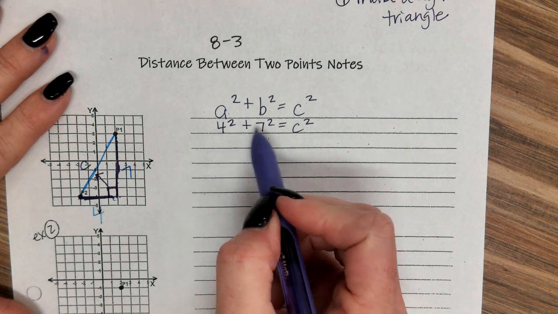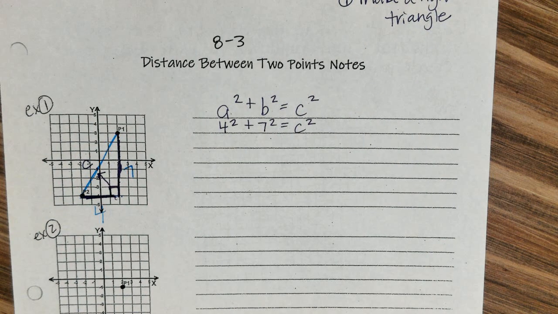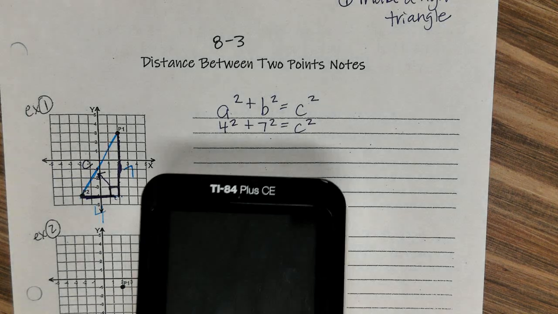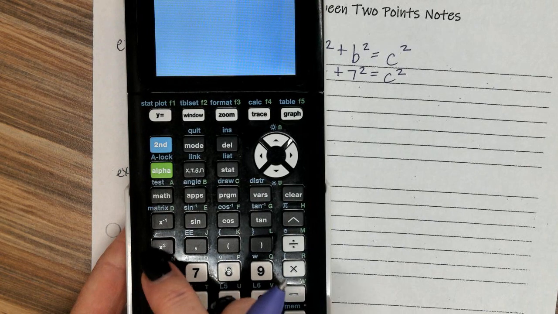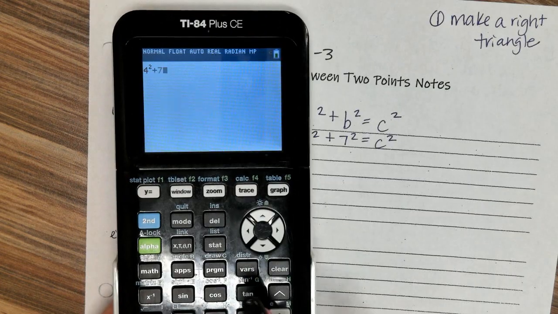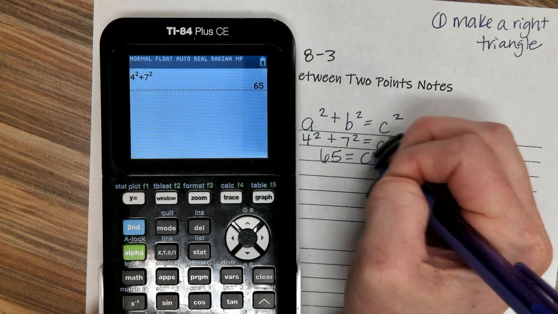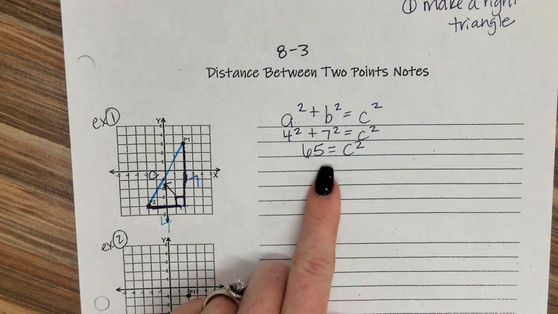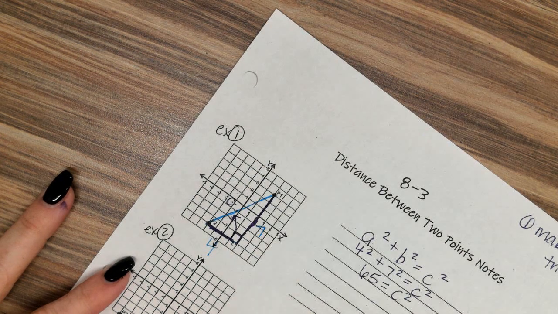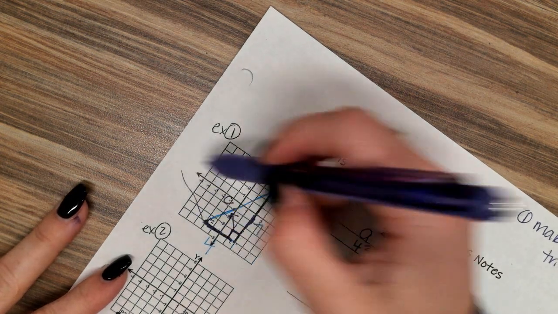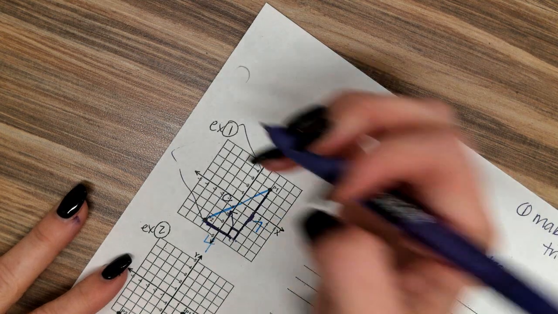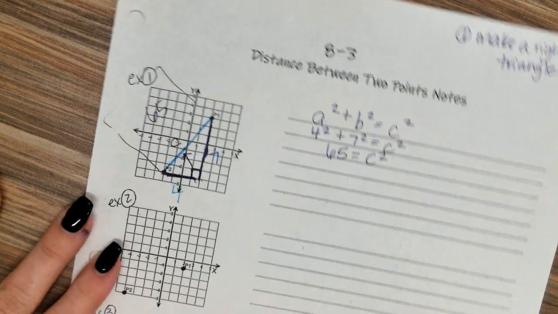Remember that you can put this in your calculator all at one time. So if you go to your calculator, you're going to put in 4, and then remember the squared button is here, plus 7 squared, hit enter. Now remember, this is not your answer. 65 would be the area of a square. So if I drew a square over here, which you don't need to, 65 would be the area of that square.